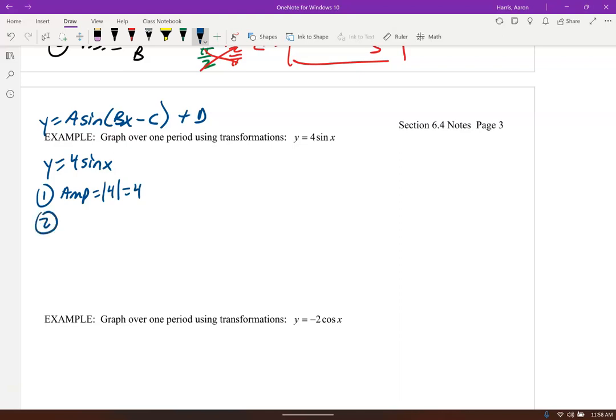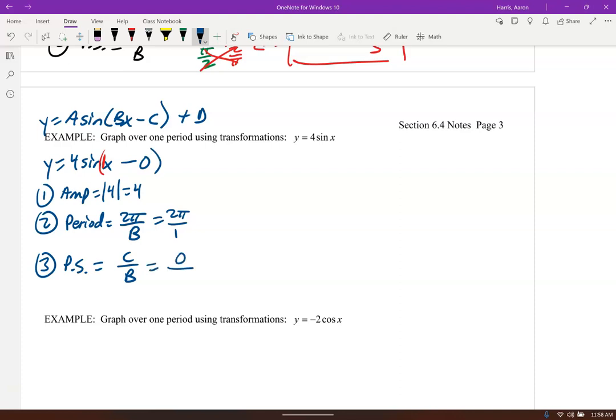Number two, my period is 2 pi over b. And you can see the b is the number in front of x. So there's a 1 right there that they don't show you. So it's just 2 pi over 1. So it's just 2 pi. Our period is 2 pi. And number 3, let's do our phase shift. Our phase shift is c over b. Well, there's no c, right? In other words, it's minus 0. So the c is 0 over our b of 1. So phase shift is just 0.